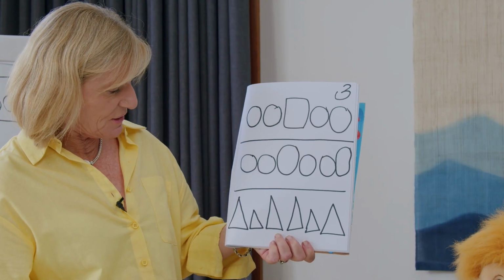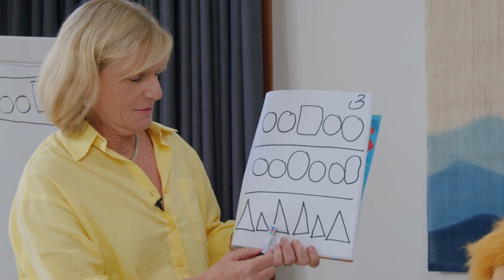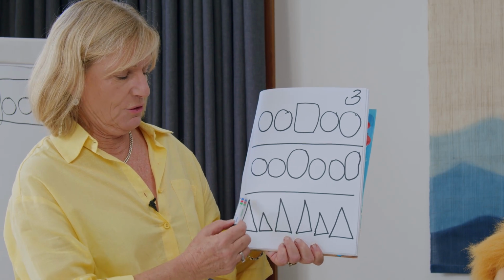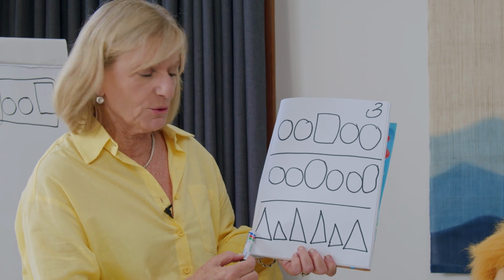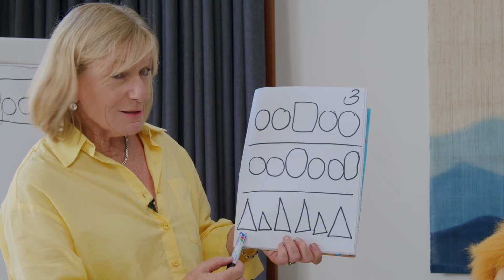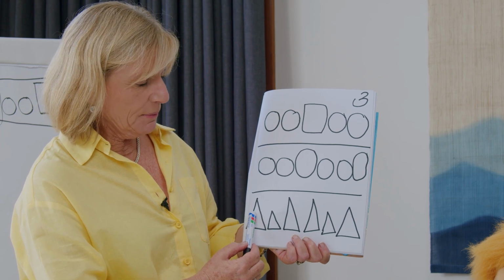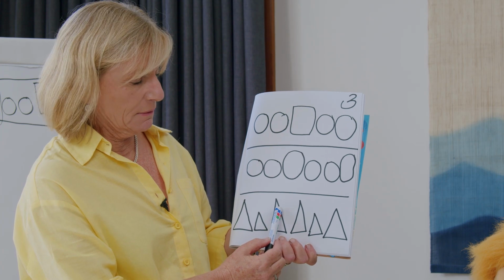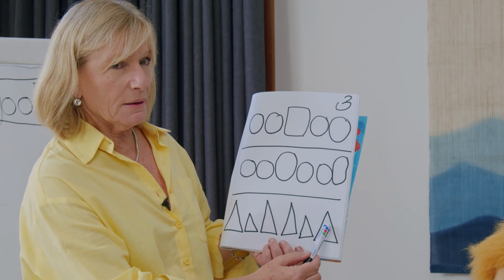What shape have you used, Carlo? Do you recognise these shapes? 1, 2, 3 sides. 1, 2, 3 corners. Triangle. So he's got here a big shape and a little one, and a big one. A big one, a little, a big.